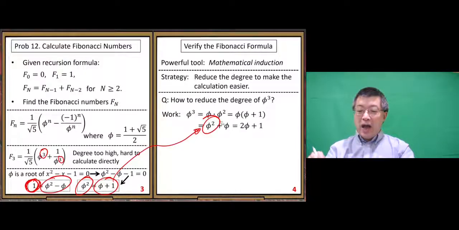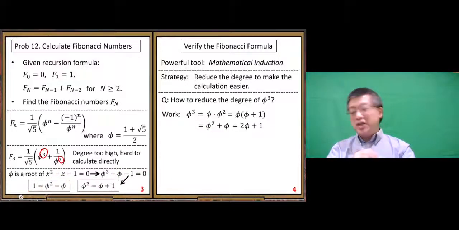Now we are satisfied, because the highest degree here is 1. That is good enough. We cannot reduce it anymore, so we leave it there.